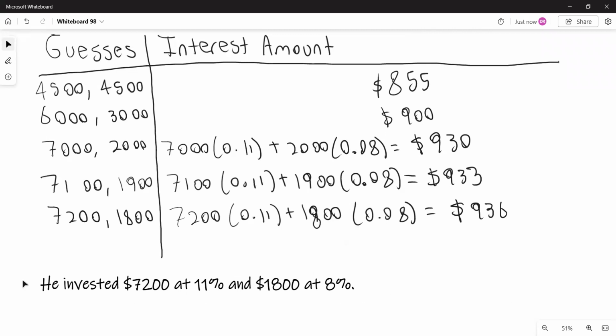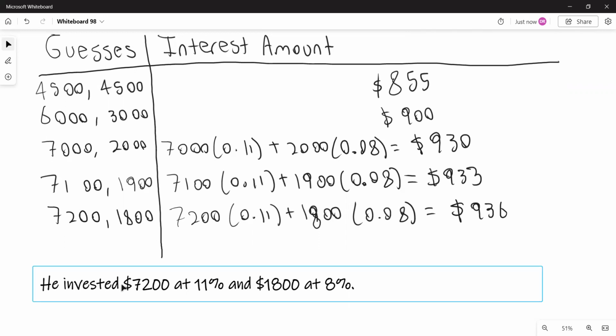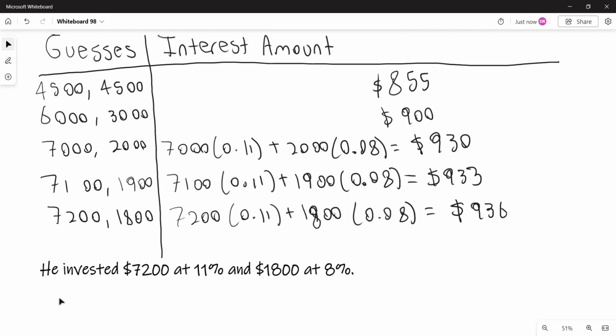Now, this is not the most recommended strategy if you know a more direct way to solve this problem. A more direct way to solve this problem is by setting up a system of two linear equations rather than trying to guess the solution.